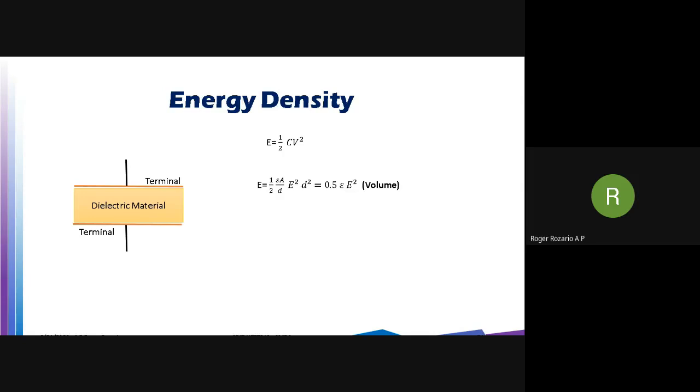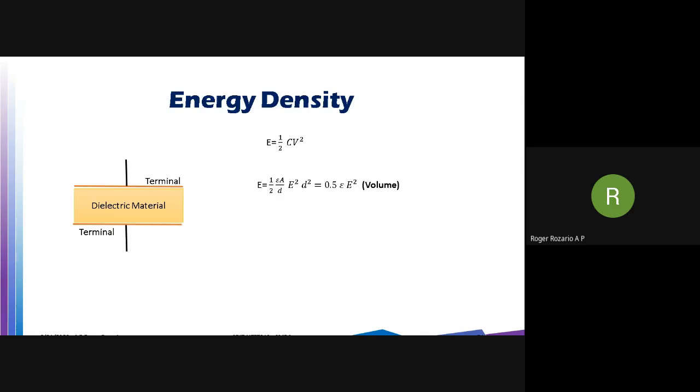What is A into D? A is the area of the dielectric material. D is the distance of separation of the two plates. What is A into D? Anyone? It is nothing but the volume. So energy can be represented in another way: 0.5 epsilon E square into the volume of the dielectric material.